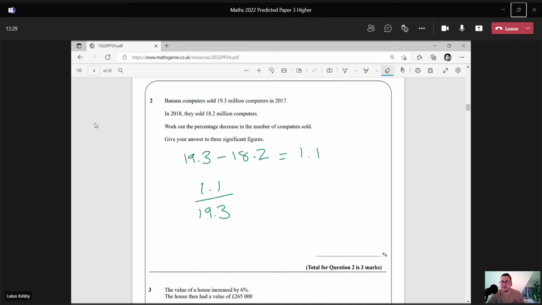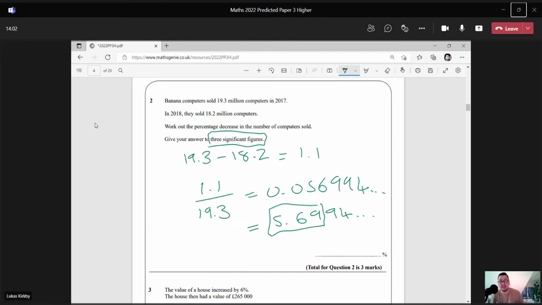Okay, we're back. I did the one thing you should never do going into this exam, and that is forget your calculator. But I've got it now, and so let's just do this. So it's 1.1 divided by 19.3, and we're ending up with 0.056994, blah, blah, blah. And then as a percentage, we just times it by 100, so that'll be 5.6994, blah, blah, blah. And then we want it to 3 significant figures. So those are our first 3 significant figures. And because the next one is a 9, this is going to round up to 5.70%.